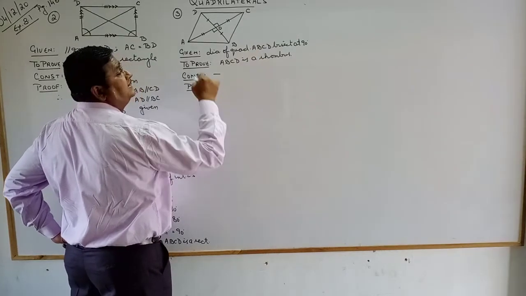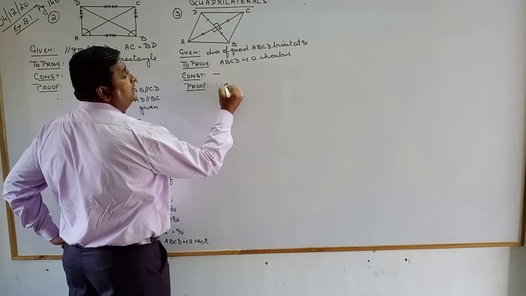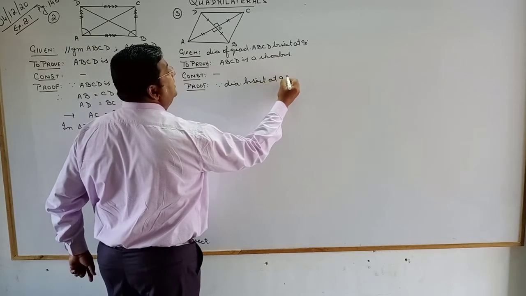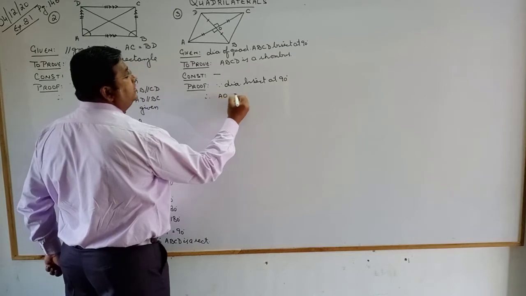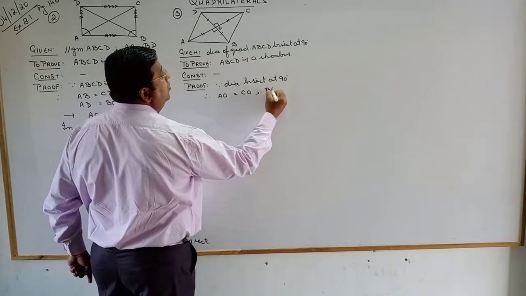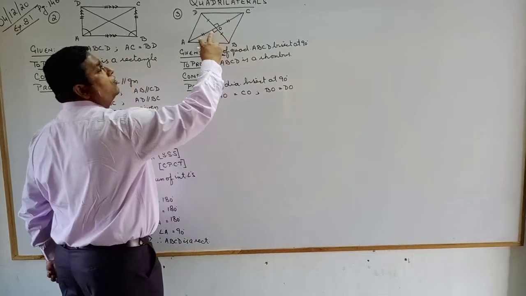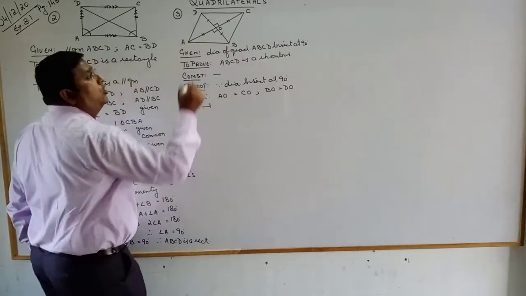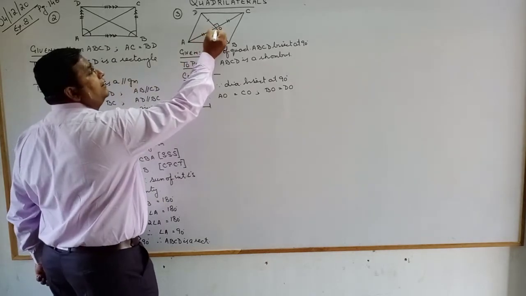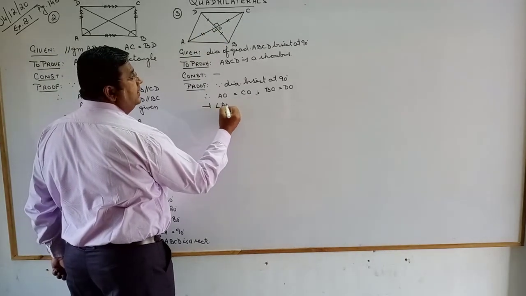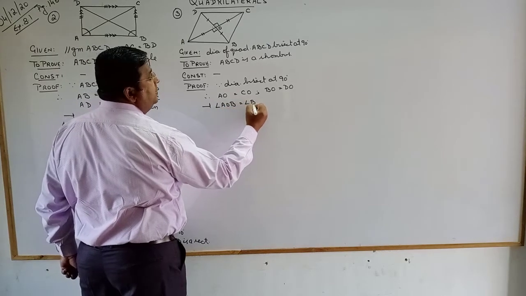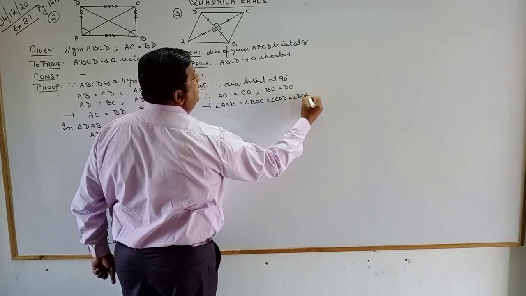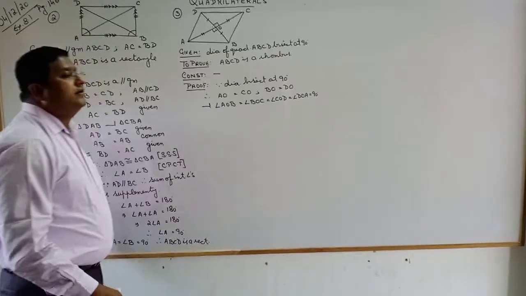Diagonals bisect each other, so therefore, because diagonals bisect at 90 degrees, AO is equal to CO, BO is equal to DO. And all these angles 1, 2, 3, 4, they are what? 90. Angle AOB equals angle BOC equals angle COD equals angle DOA equals 90. This is given to us.